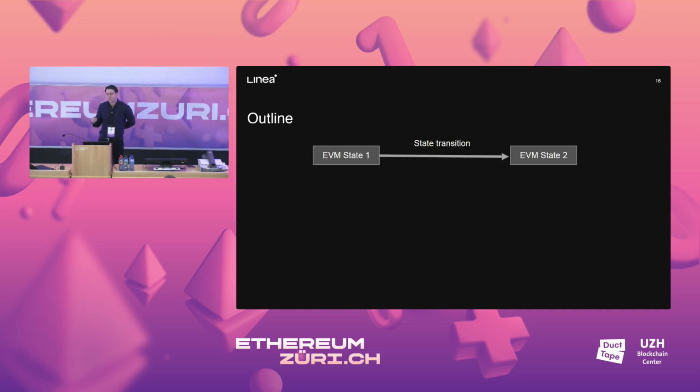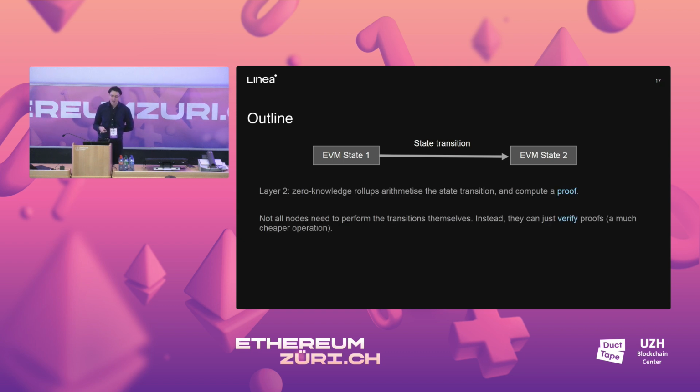But in general, we can prove very complex languages, but not extremely complex languages. Still expressive enough, and we're talking here about layer 2, and we're interested in modeling the state transition of the Ethereum EVM machine. So if we want to go from state 1 to state 2, we can imagine this as a transition function. And what happens on layer 2 zero-knowledge rollups is that this transition function is being arithmetized, and then we compute a proof that this arithmetization was correct.